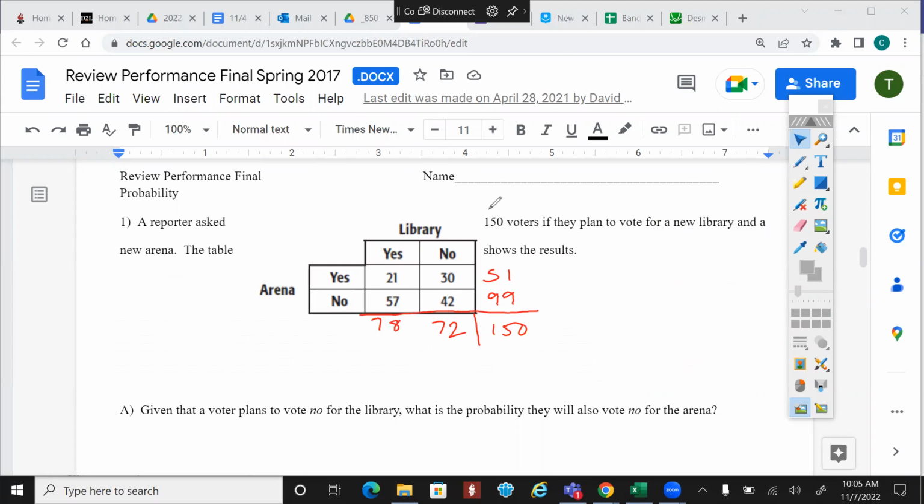You just want to check and make sure that your rows and columns add up to whatever they already stated. If it doesn't, then it's going to impact your numbers later on.